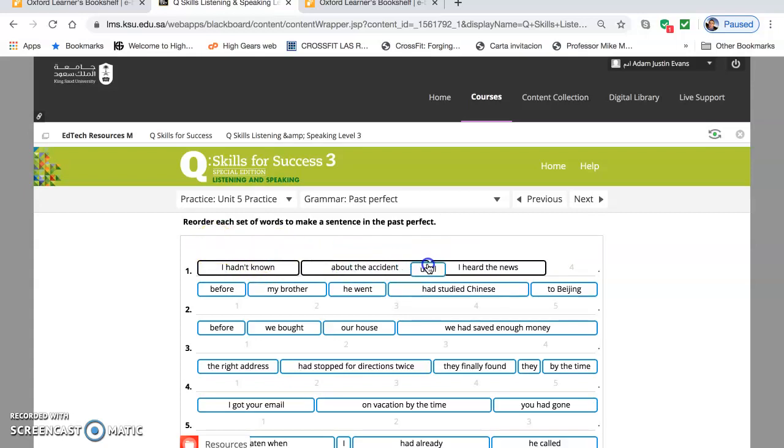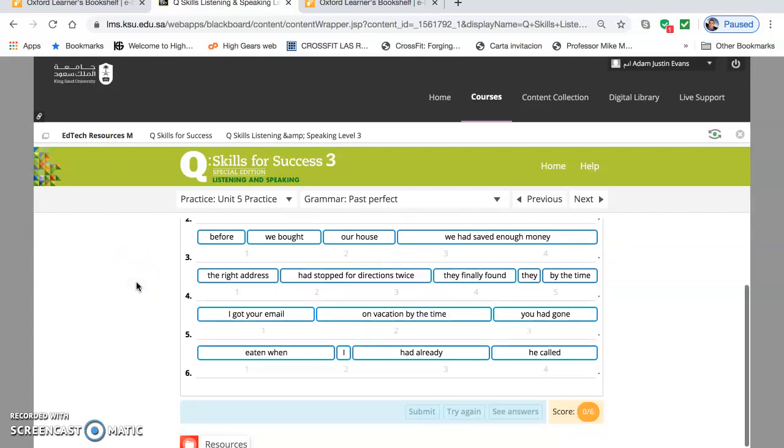And I think that's the right one. But do you agree? Okay, let's check. I hadn't known about the accident until I heard the news. Can you do exercise 2, 3, 4, 5, and 6, please? Thank you.